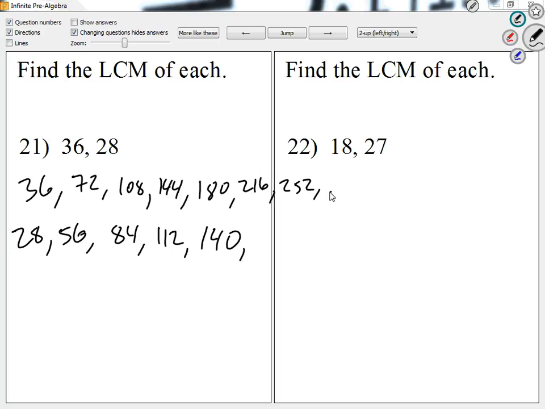Let me take a look at the other one. 140, we're adding 28. How much is 140 plus 28? 168. Well, the next one, how much is 168 plus 28? 196. For the next one, how much is 196 plus 28? 224. For the next one, how much is 224 plus 28? 252. Now, do we see a common multiple? 252, right? So the least common multiple would be 252.